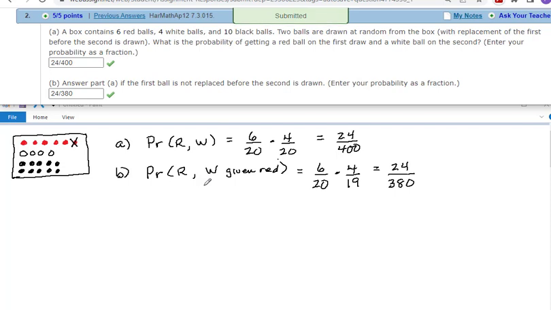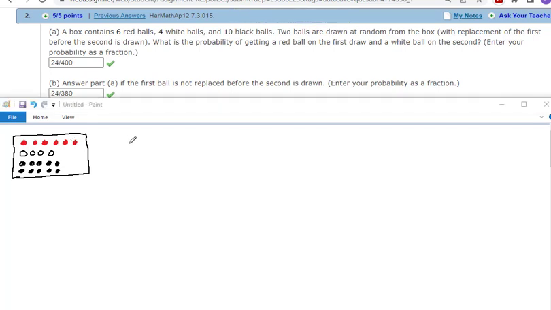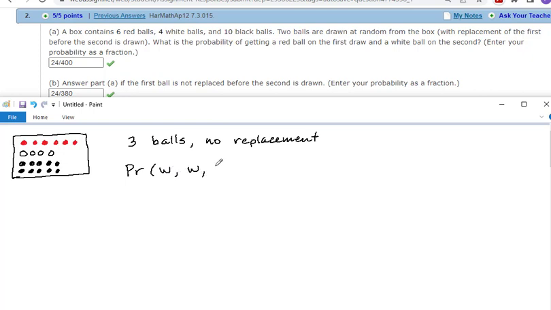Okay, let's try this again. This time let's draw 3 balls, and there will be no replacement. I want to know the probability of white, white, and then black. Okay, so the first probability of a white would be 4 out of 20.